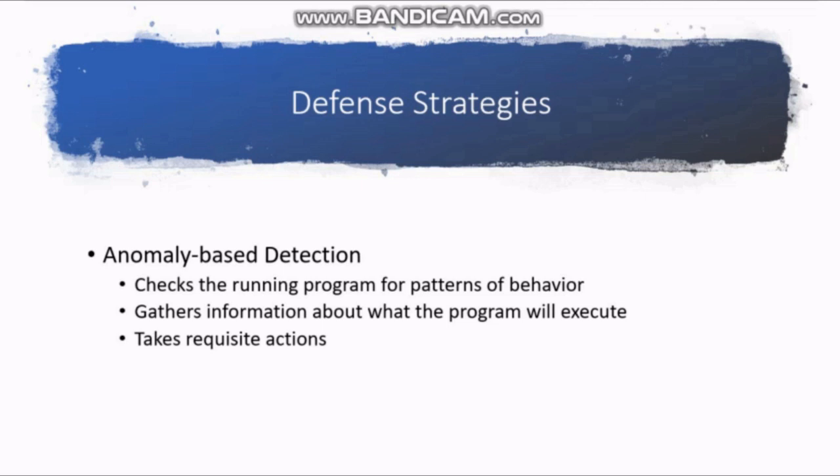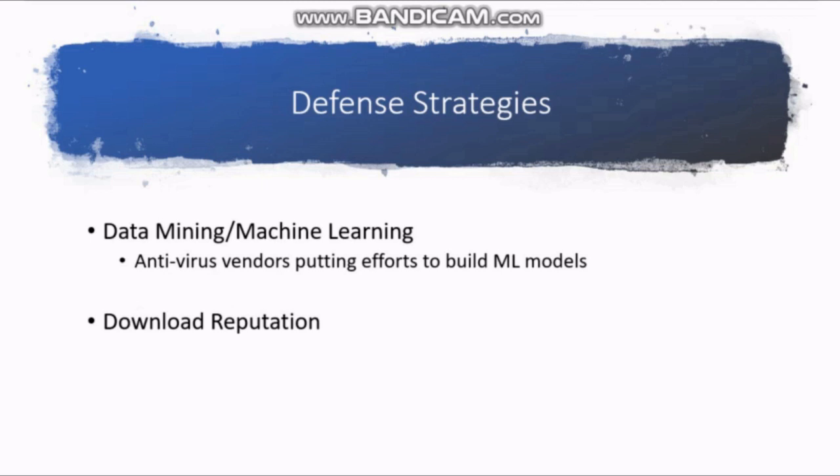Let us talk about some of the strategies used by the antivirus vendors to defend against such attacks. The first one is the anomaly-based detection, which checks the running program for patterns of behavior and identifies what the program will execute. If it tries to change OS files, network settings, or perform any other such malicious activity, then it marks it as a threat and takes requisite actions. The other approaches are data mining and machine learning. Antivirus vendors are putting great efforts to build ML models that can learn the behavior and patterns of program features. Another approach is download reputation, which allows for a check to be performed against files as they are downloaded. It is basically a file checksum lookup, and the checksum is matched against known files and reputations.